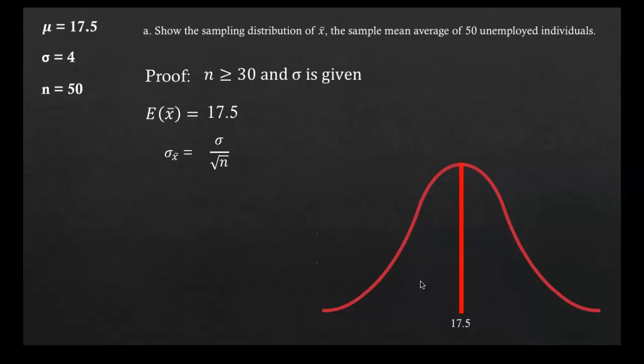Now we're going to need to calculate our standard error. So our standard error is sigma divided by the square root of n. So we have all of those pieces given to us over on the left side of our screen right now. Our sigma is 4 and our n is 50. So if we plug that into our formula, we get 4 divided by the square root of 50, which comes out to be 0.57.